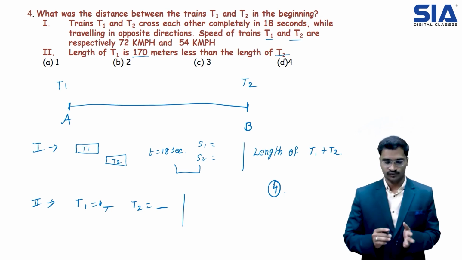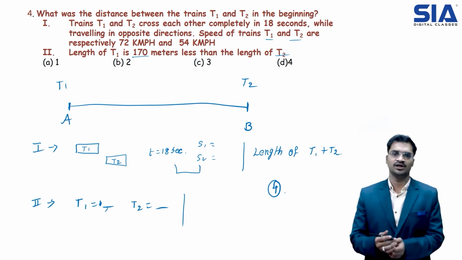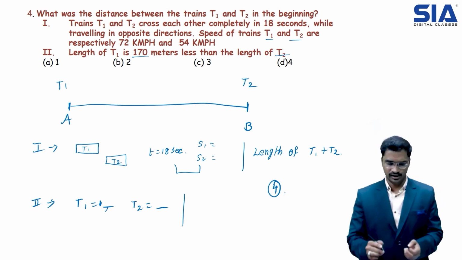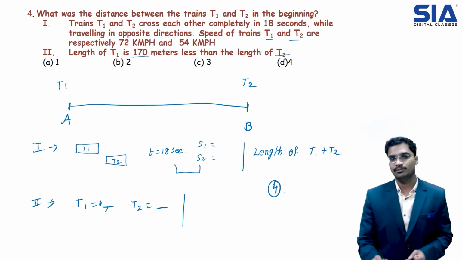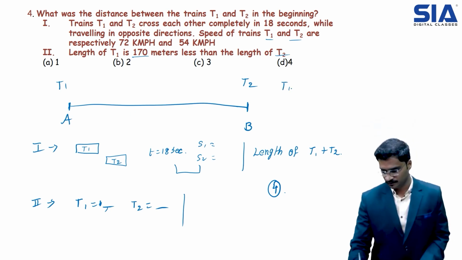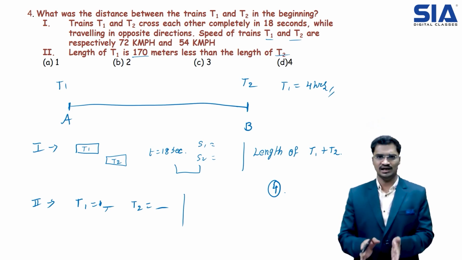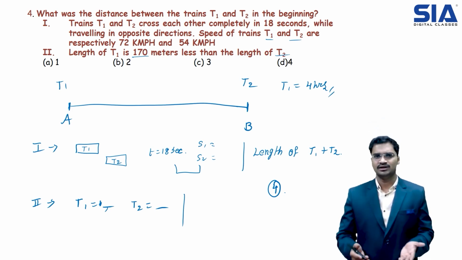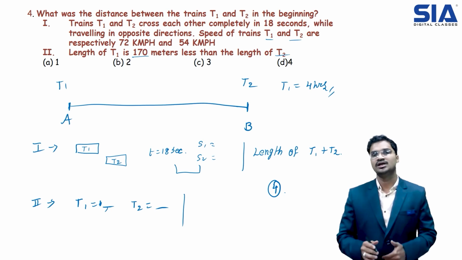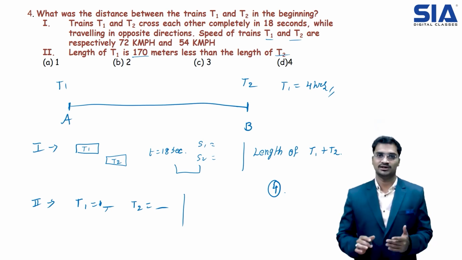So suppose in the second statement it is given that train 1 is taking 4 hours to complete this distance, which is A to B. If he has given the data like this, we can answer this question, but the data is insufficient. So here the data is insufficient to answer the question using the first statement and second statement.